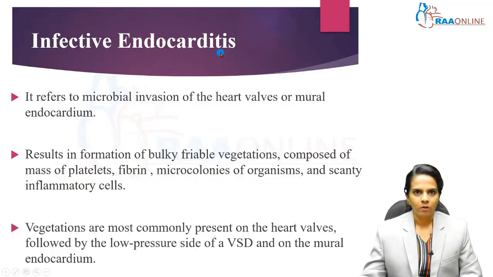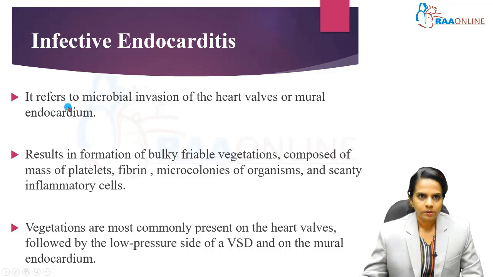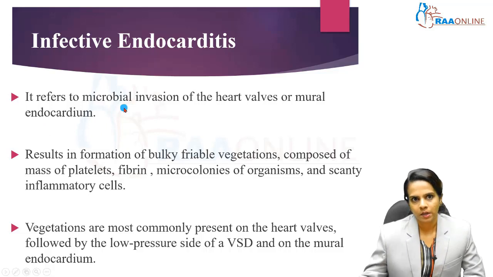Coming to infective endocarditis. What is infective endocarditis? It refers to microbial invasion of the heart valves or mural endocardium. It results in the formation of bulky friable vegetations composed of platelets, fibrin, microcolonies of organisms, bacteria, and scanty inflammatory cells. Which type of vegetation? Bulky friable vegetation. What is it made up of? A mass of platelets, fibrin, microcolonies of bacteria, and scanty inflammatory cells.